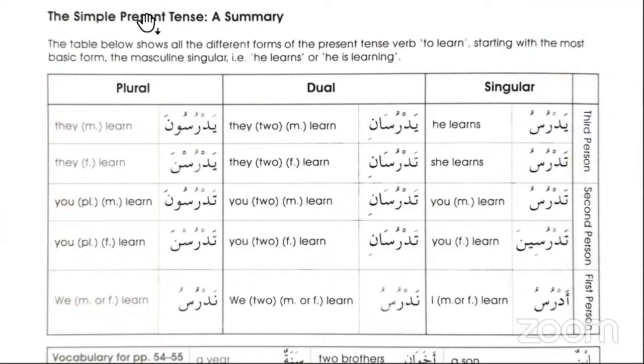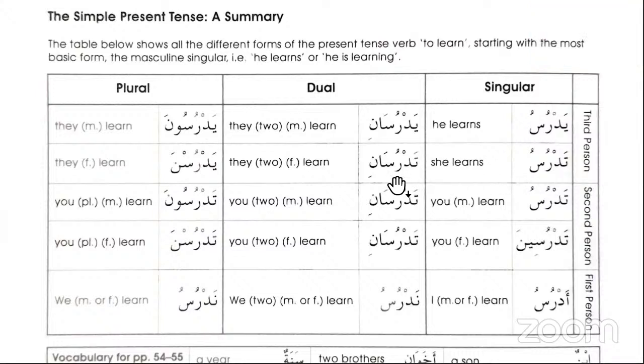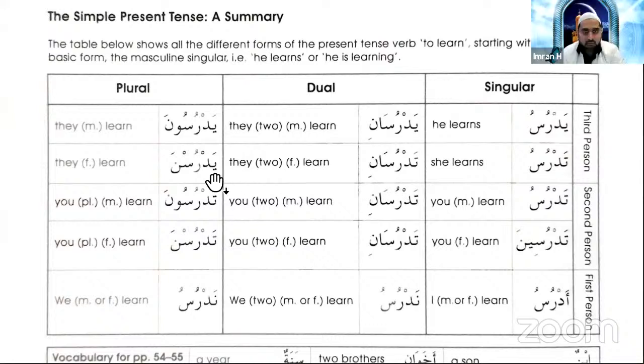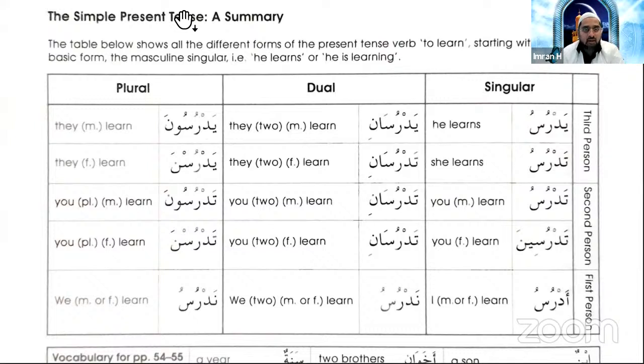Singular, he learns is yadrusu. They two learn is yadrusani. They all learn is yadrusuna. Correct. And then she learns is tadrusu. Correct. They two learn is tadrusani. Correct. And they all feminine learn, yadrusna. Excellent. Yadrusna. Excellent.